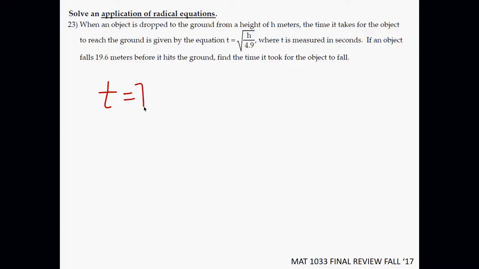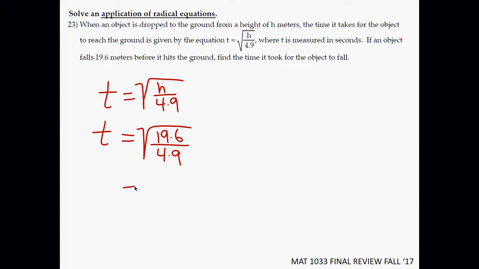So when we think t equals the square root of h over 4.9, h is the height and t is the time, and they're giving us the height is 19.6. So the only thing you need to do here is plug 19.6 in for h, and that will give you the time t. Using your calculator, you put the square root of 19.6 divided by 4.9, and the answer will be 2. t equals 2 seconds, which is part C. The answer will be C.